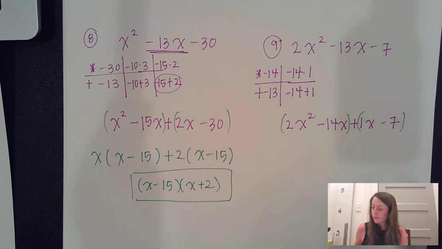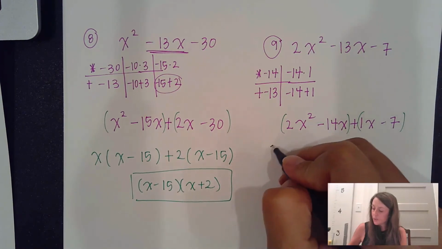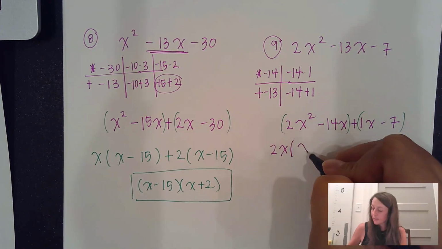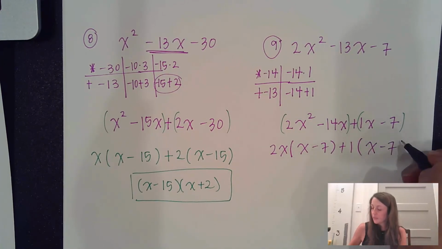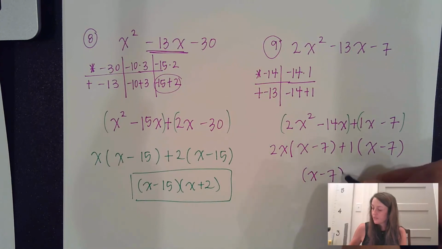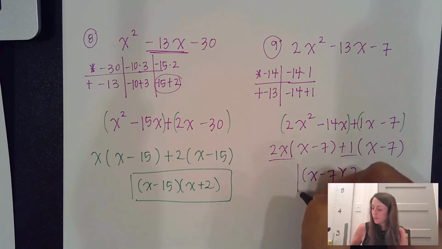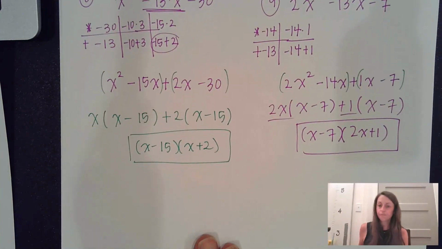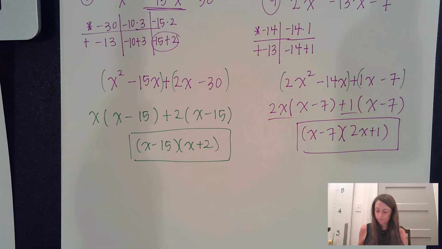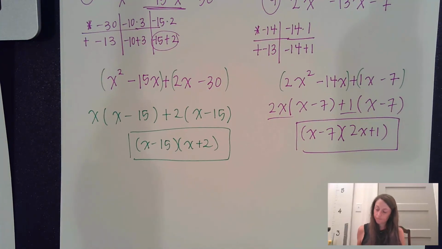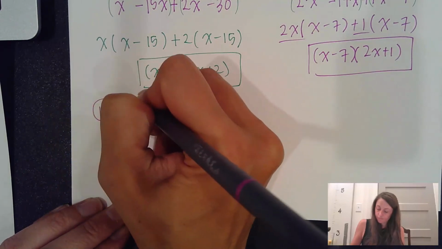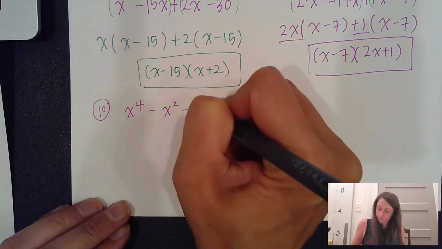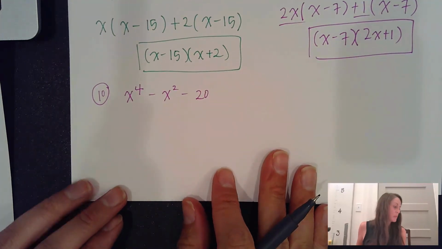Then you will factor by grouping here. So factor out a 2x, and then you'll have an x minus 7. And out of the second grouping, you can factor out a 1. You'll have an x minus 7. Your x minus 7s are the same, and then you'll bring your 2x plus 1 in the second binomial. All right, what about this one?